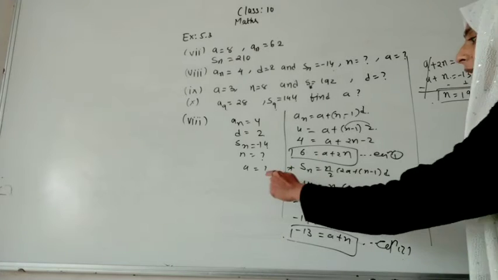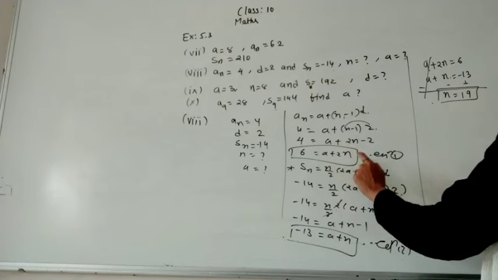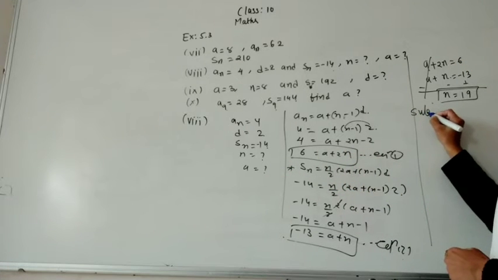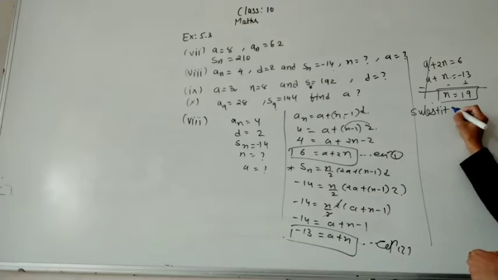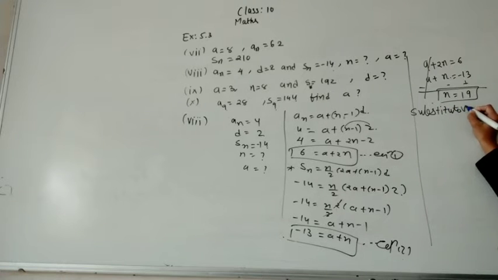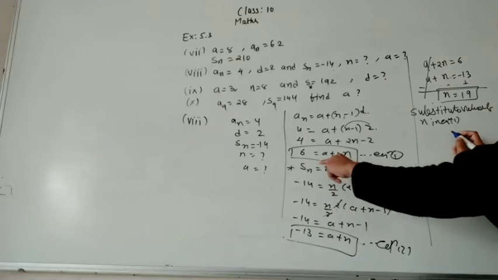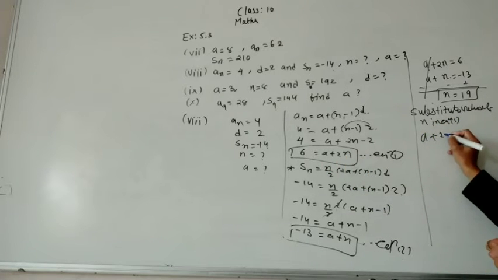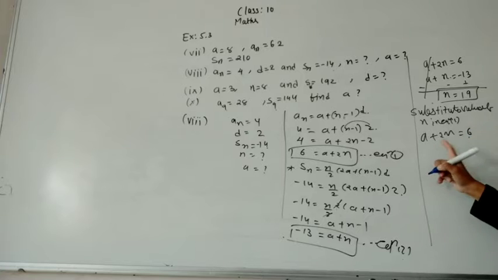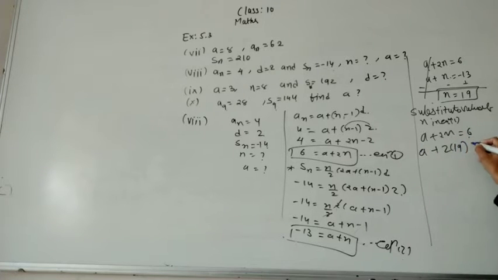Now we have to find a, यानी हम equation 1 में substitute करेंगे. So we will write that: substitute the value of n in equation 1. So how it will look like? So a plus 2n is equals to 6 है, जहाँ पे n के प्लेस पे अब हम रख सकते हैं that is 19. So it will become what?